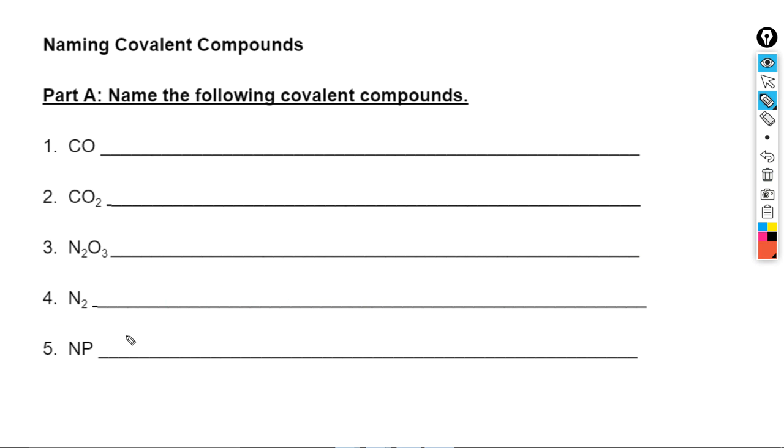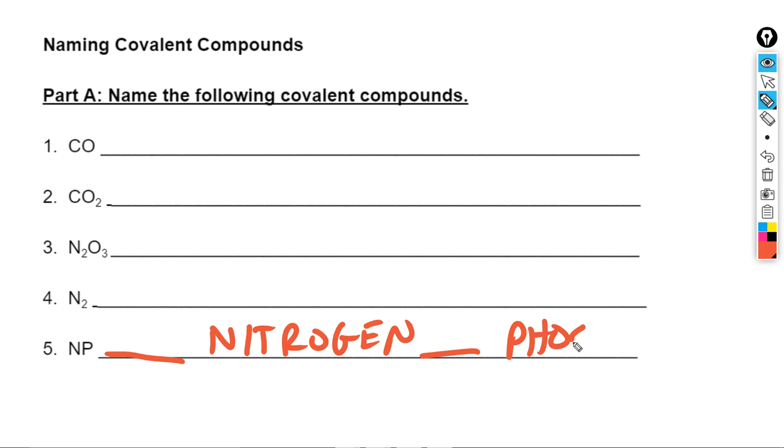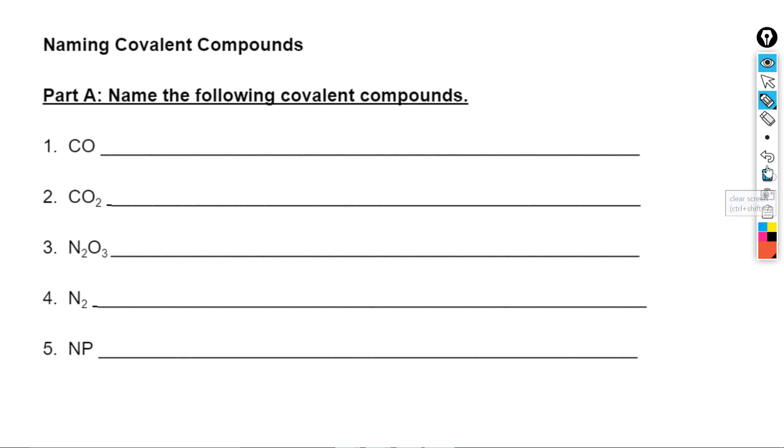And then finally, number 5 is nitrogen. Leave a space for your prefix in case you need it. Nitrogen, phosphide. And it's a 1 for nitrogen, so we don't write a prefix. And then we've got a 1 for phosphorus, and the prefix for 1 is mono. So nitrogen monophosphide. So that's how you name them.